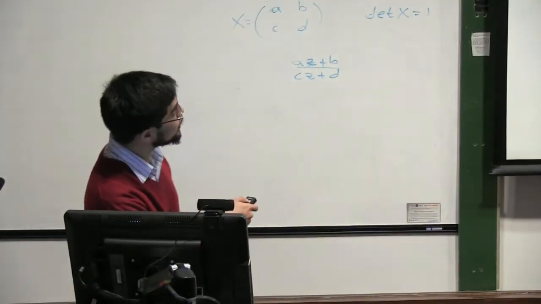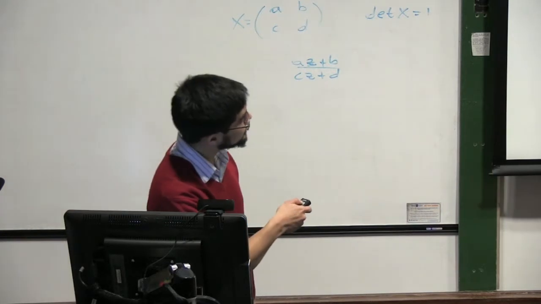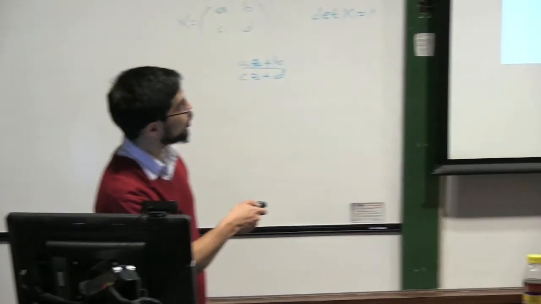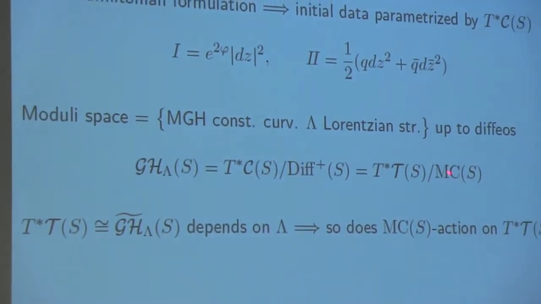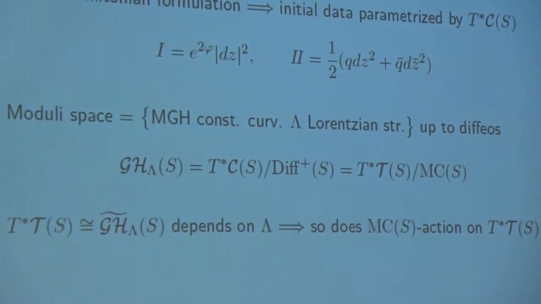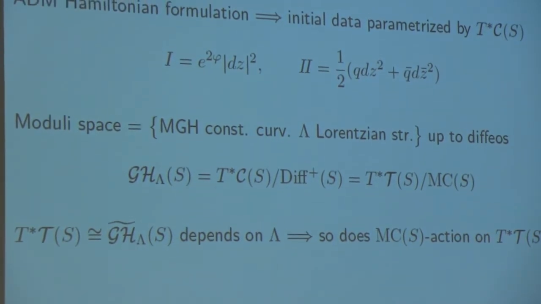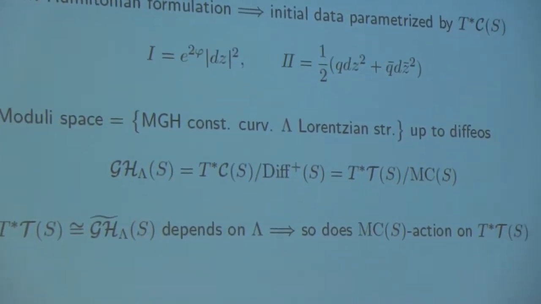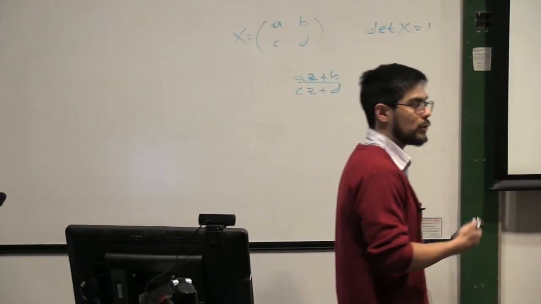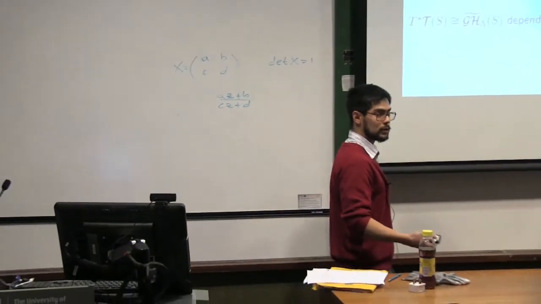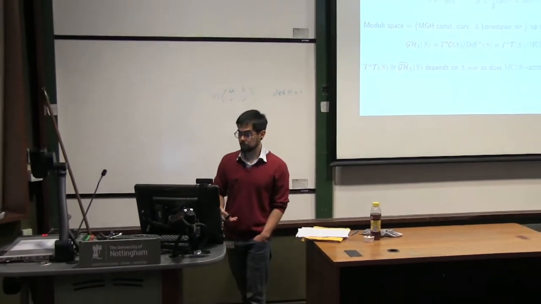Therefore, the moduli space that we are interested in, the space of globally hyperbolic constant curvature Lorentzian structures, is basically parameterized by Teichmüller space. Of course there is the action of the mapping class group again. So since there is this connection with Teichmüller theory, we would like to know if we can develop the same or similar coordinates.